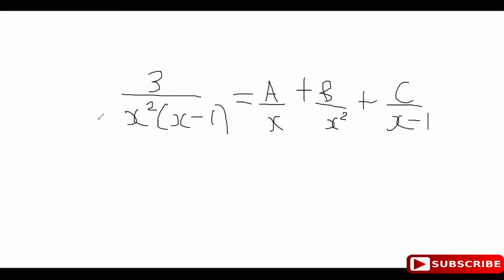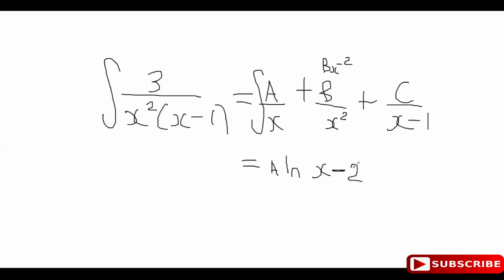And so now, what we're going to do is, if you're integrating this side, then you're integrating this side. And so if you're integrating a over x, that is just a ln x. Now integrating b over x squared, that is really b times x to the minus 2. That can trip up a lot of people. Then when you're integrating b x to the minus 2, you add 1 to the power and divide by the new power.